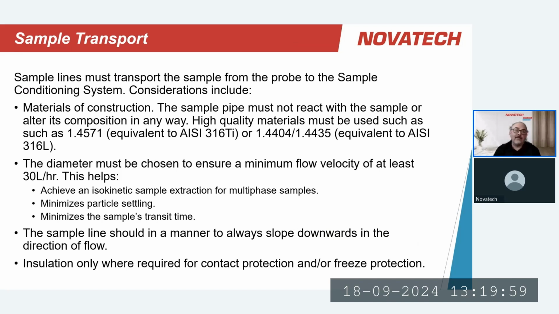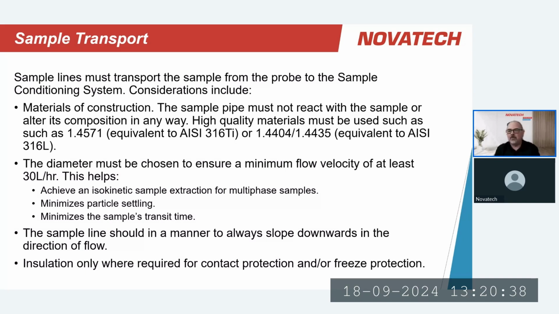We would like to have the line always sloping downwards whenever possible, from the takeoff point, from the probe to the analyzers. And insulation, and this is an area that's a little bit counterintuitive to our Canadian customers: insulate only where necessary. We're going to be sampling from processes that could be at very elevated temperatures, and the analyzers are not going to be able to handle the water that we collect at those temperatures. So insulating is counterproductive for us. We only want to insulate where it's absolutely necessary.